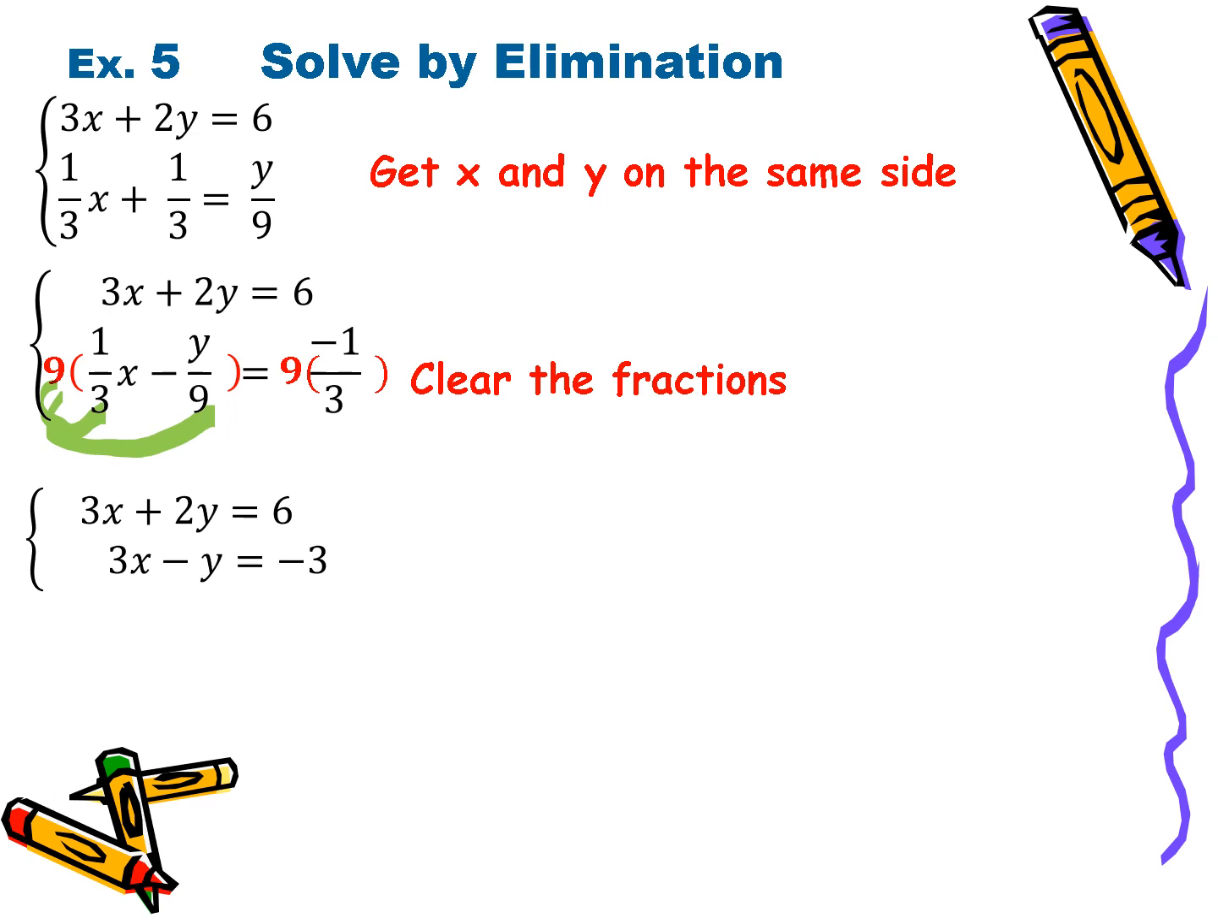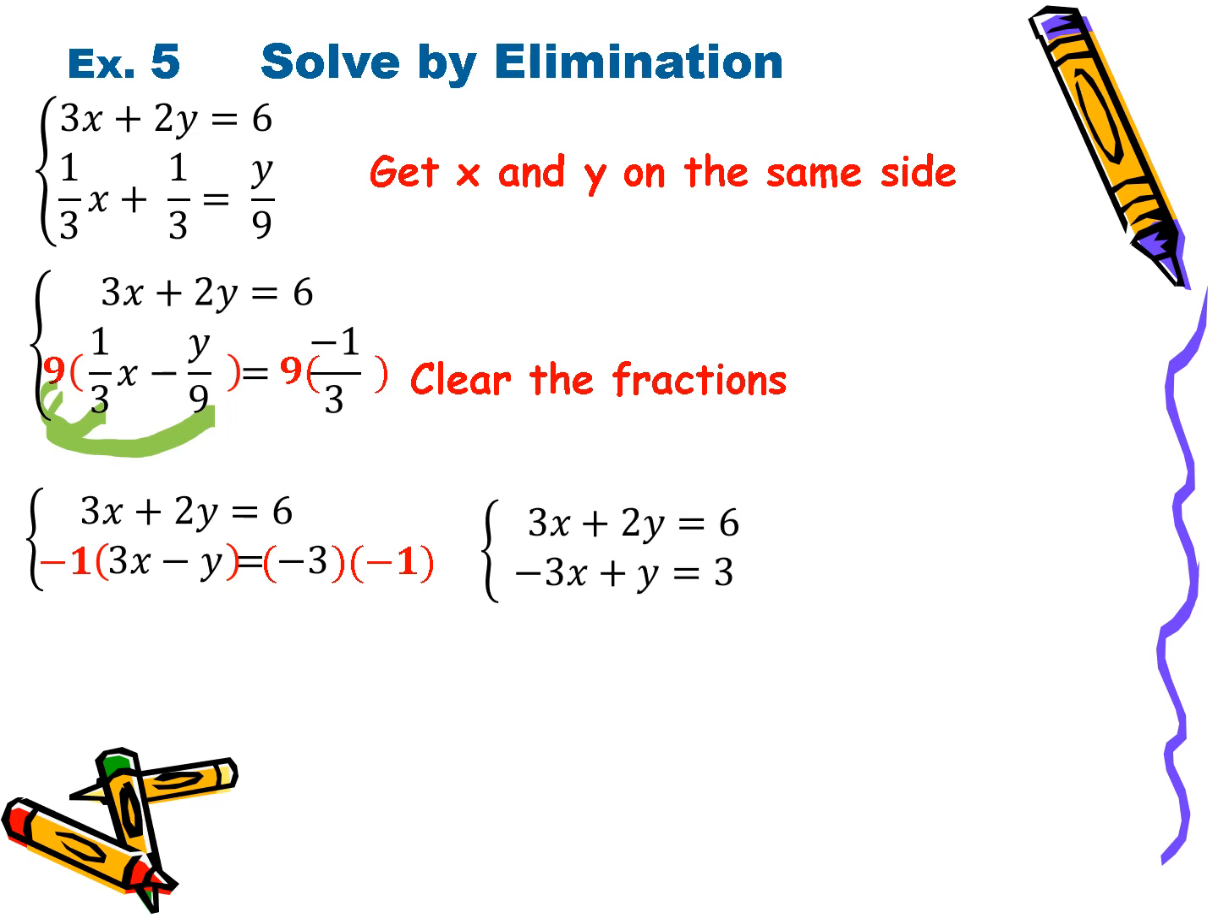So again, one person may get rid of the y's, one person may get rid of the x's, but as long as their math is sound and the work is correct, you're both going to arrive at the same solution. So what I'm going to do is multiply the bottom equation by -1 because I chose to get my x's to cancel out.